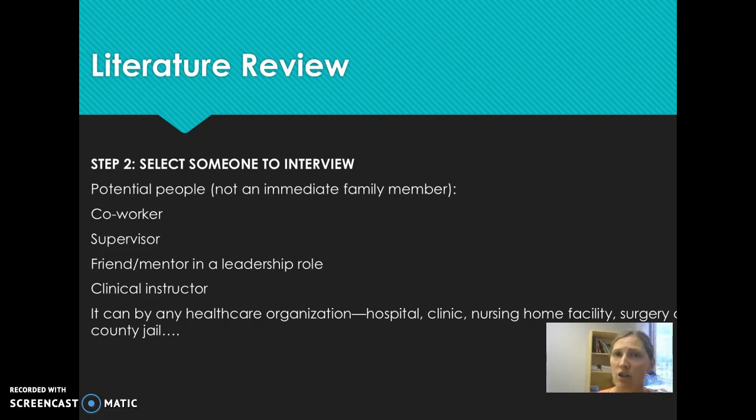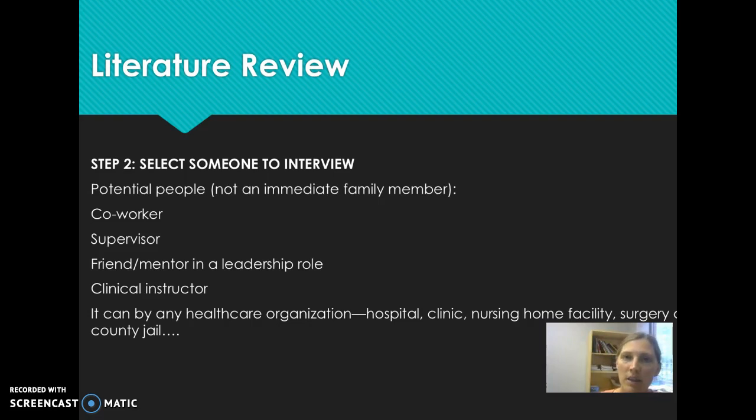If you have a good relationship with a supervisor, that is great because they're already in a leadership position, and their view and perspective on things can be really powerful. But it can also just be a friend or a mentor that's in a leadership role within healthcare. It does need to be somebody working in healthcare. That's really the only requirement, that it's somebody that works in a healthcare organization. It can be a clinical instructor or a professor that you've had here at the college as well, or somebody from a previous institution that you've attended.